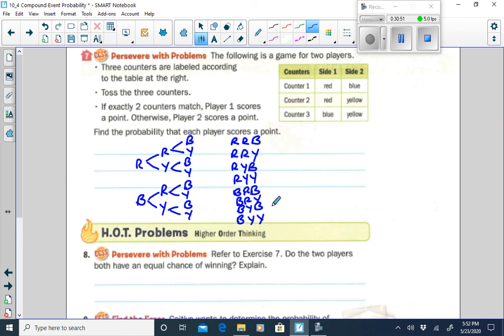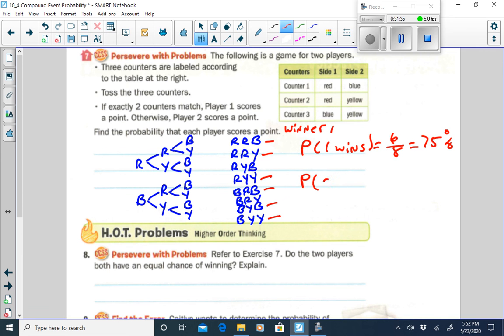So what does it say? If exactly two counters match, player 1 scores a point. So where does player 1 win? Winner 1, we have two counters match here. Two counters match here. No. Two counters match here. Two counters match here, right? Blue with blue. No here. Two counters match here. Two counters match here. So winner 1, the probability of 1 winning is equal to 6 out of 8, or 75%.